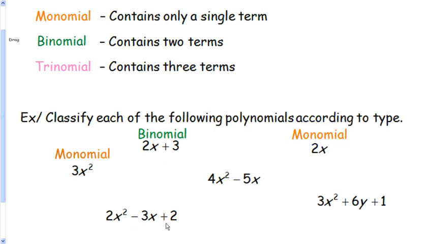2x squared minus 3x plus 2. There's three terms, 1, 2, 3, so that would be a trinomial. Here, two terms, so that's a binomial. And here we can see there's three terms, so that's a trinomial.